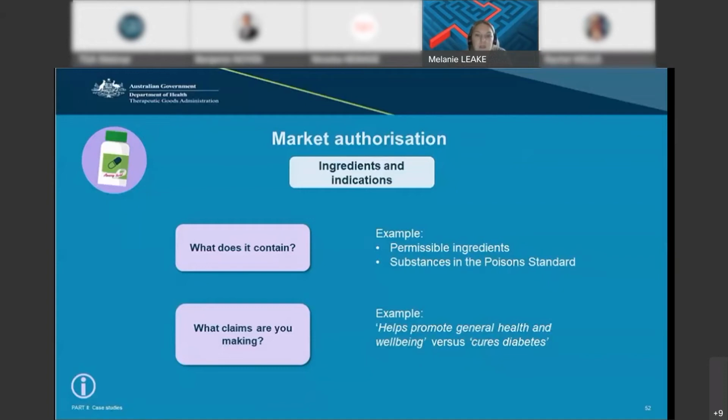Secondly, what claims are you making about your product? Are you intending to make a general claim such as helps promote general health and well-being, or a claim that mentions a specific disease like diabetes? Generally, we'll regulate a product more stringently if it contains higher risk ingredients and makes high level disease specific claims. This means that you'll be required to compile and submit more information to demonstrate efficacy. The relevant Australian regulatory guidelines specify the kind of information that you will need to provide about your ingredients and indications.